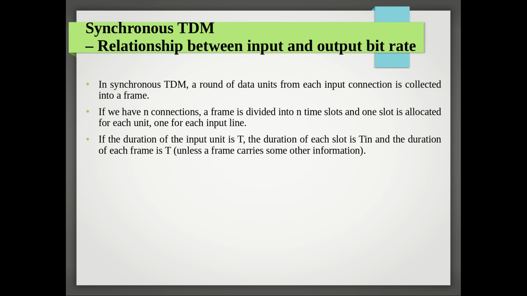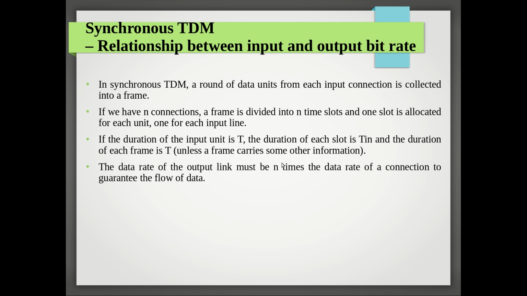If such additional information is coming, then that also will take some space in the frame, so the total time taken to send the frame will be slightly more than this T. Otherwise it will be T. When it is T, we are assuming that there is no extra information in a frame, but in reality it will be slightly more.